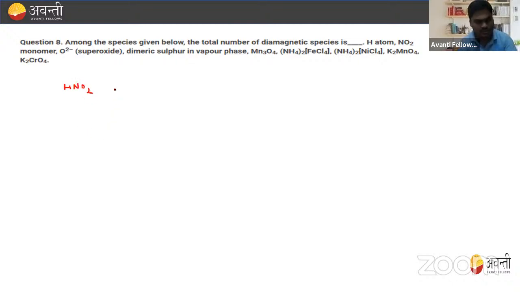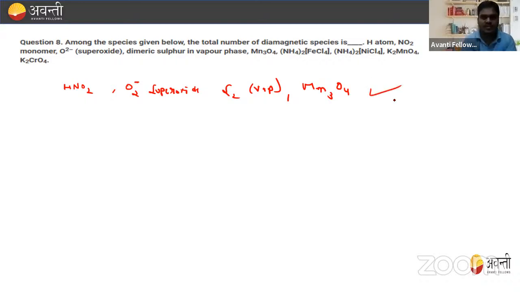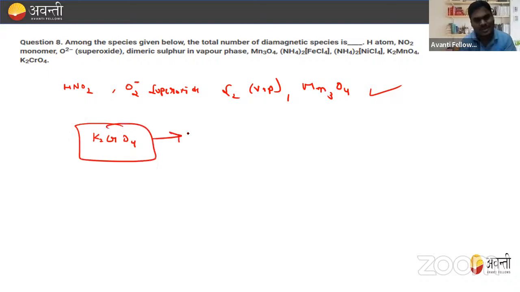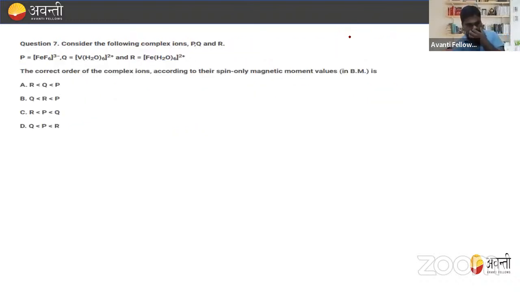The O2 superoxide, we already know, is paramagnetic in nature. Sulfur in vapor phase is also paramagnetic. And Mn3O4 is a mixed oxide of Mn2+ and Mn3+, so this will also be paramagnetic. So among the species given, the total number of diamagnetic species is only one. Which one? That is K2CrO4. So only this one is diamagnetic. So the correct answer is only one. Right, only one is diamagnetic.